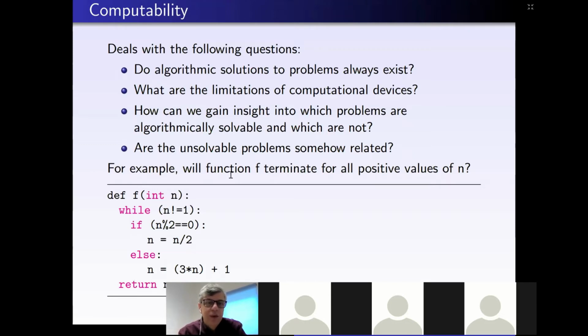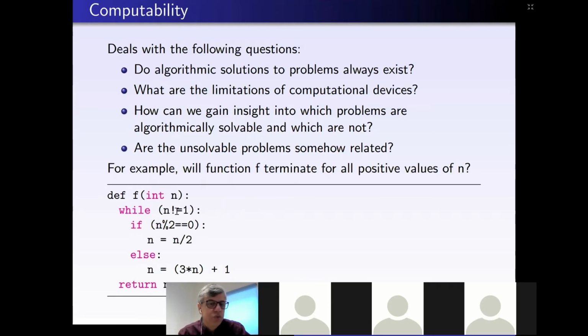That's a good question. For example, will function f terminate for all positive values? What's the function? We define this kind of function. We take an integer value n. If it is not 1, if it is an even number, make it half, and otherwise multiply it by 3 plus 1, and then return. So continue until you get to n equal to 1. So that's the question. Will function f terminate for all positive values of n?